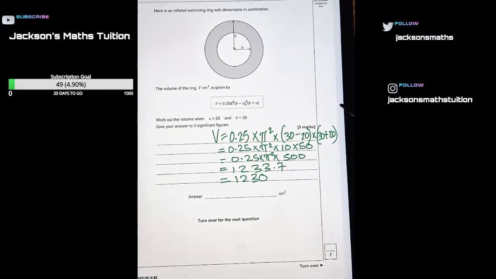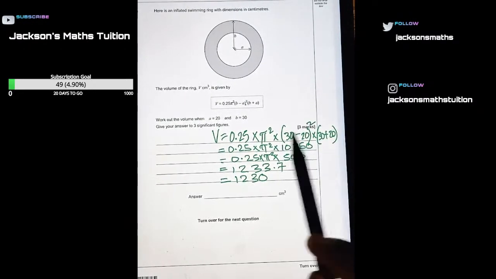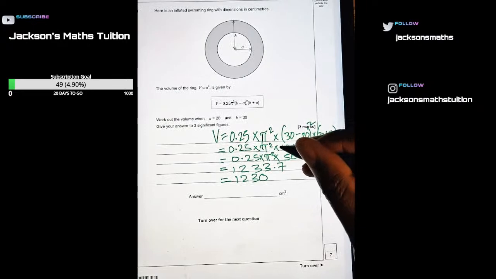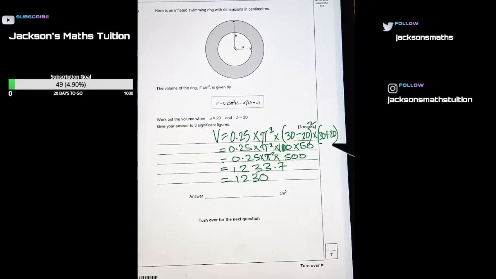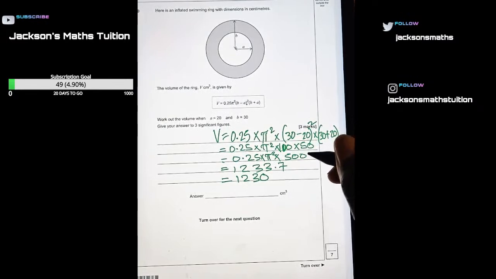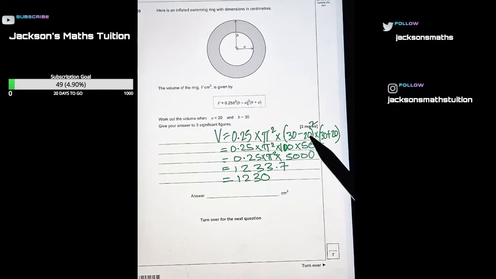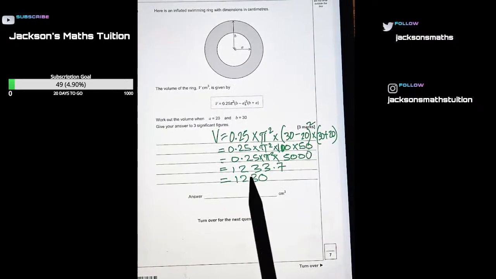Oh, my bad. Why am I always missing the powers? Here, you need to square that. So this is 100 here, which makes this 5,000. My bad. I'm always forgetting the powers. So put the square on the 10. 10 squared is 100. 100 times 50, that's going to be 5,000 here now. And you still get this. So that is your answer, 1,230 centimeters cubed when you round it to 3 significant figures.